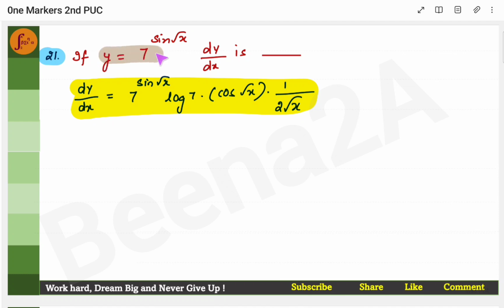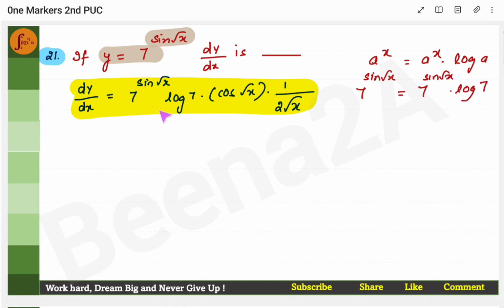Now find the derivative of this particular function. Y is equal to 7 to the power sine root x. You see this is similar to a to the power x. What is derivative of a to the power x? It is a to the power x into log a. Now if you notice, instead of a you have 7. That's the only difference, 7. Instead of x you have sine root x. So I can write it as 7 to the power sine root x into log a. That is, log a is nothing but log 7 here.